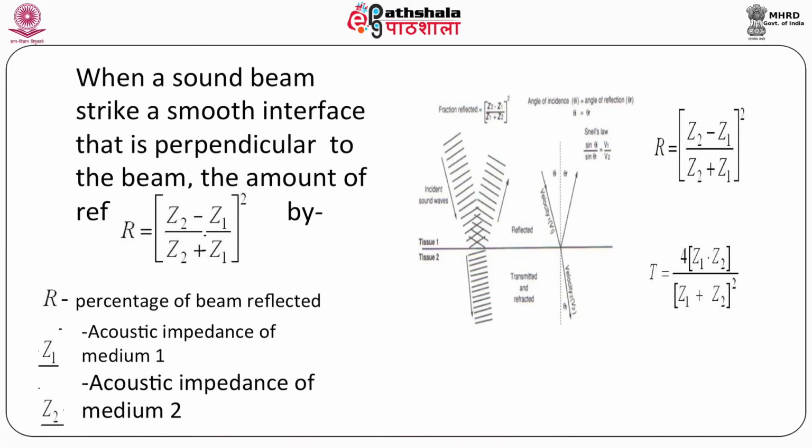This is valid when the sound wave is exactly perpendicular to the surface. R is the percentage of reflected beam, Z1 is the acoustic impedance of medium 1, and Z2 is the acoustic impedance of medium 2. So as you can see in this figure, the percentage reflection is (Z2 minus Z1) squared upon (Z2 plus Z1) squared, into 100.